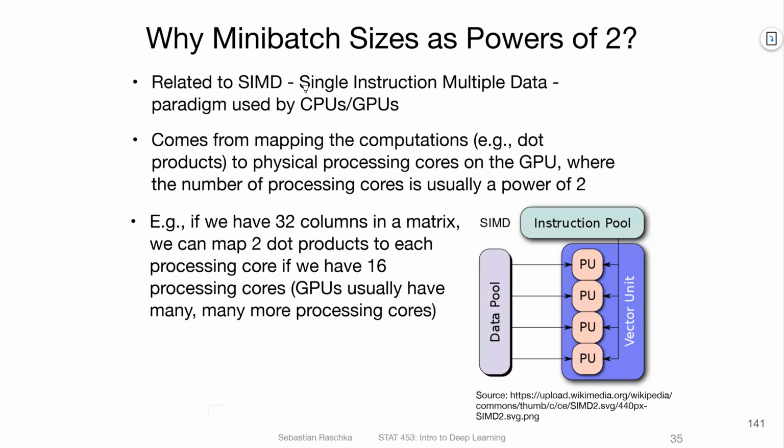And why mini batch sizes as powers of 2? We know this because our computers usually use powers of 2.